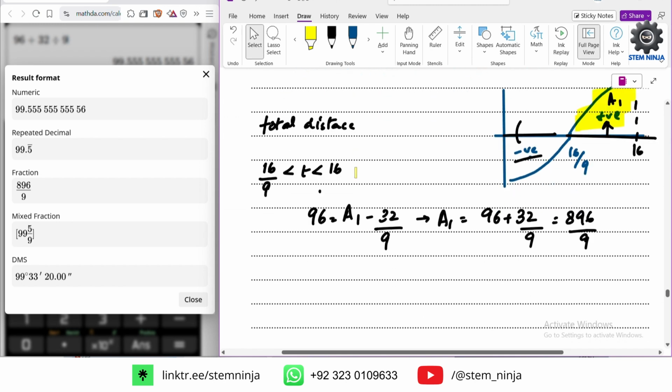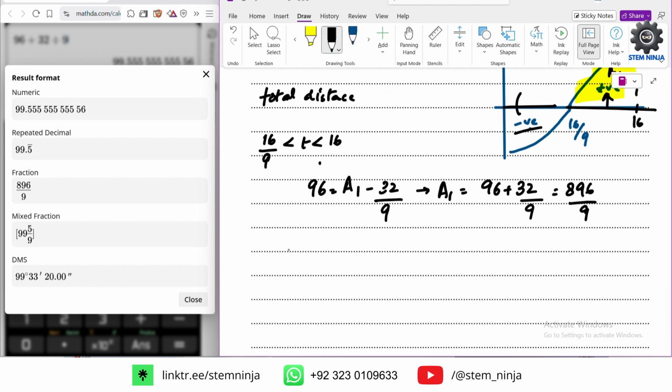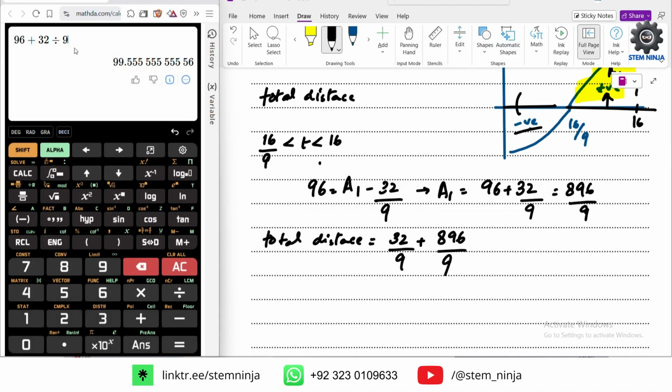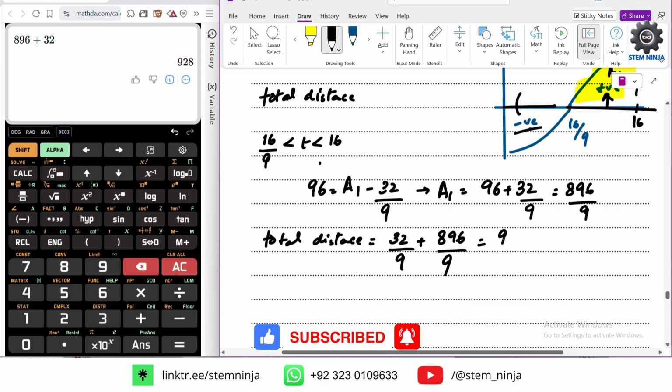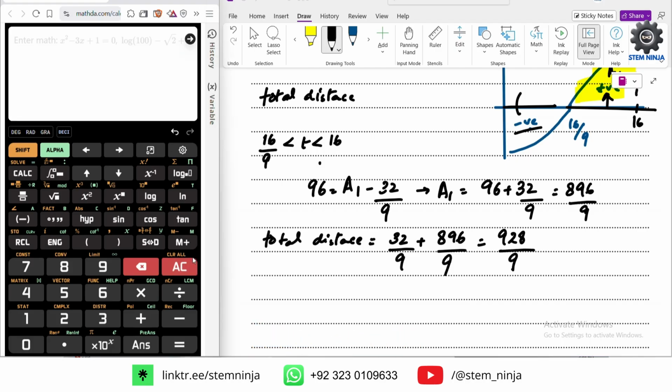Now for total distance, actually sorry, I already wrote it above. So total distance would be 32 over 9 plus 896 over 9. So 896 plus 32, 928 over 9. Is there any further simplification of this?